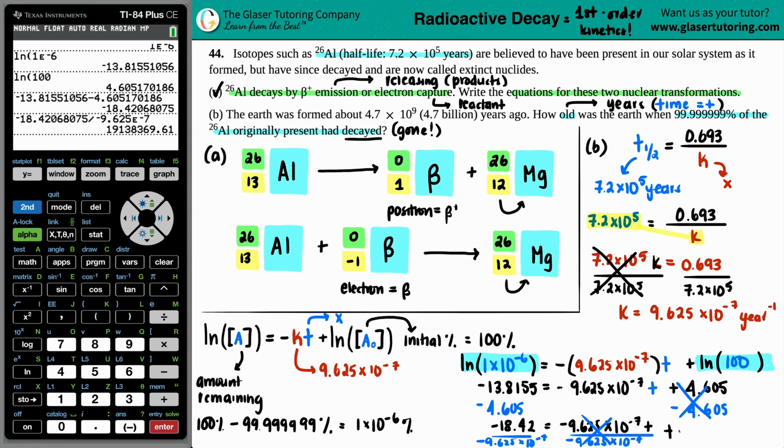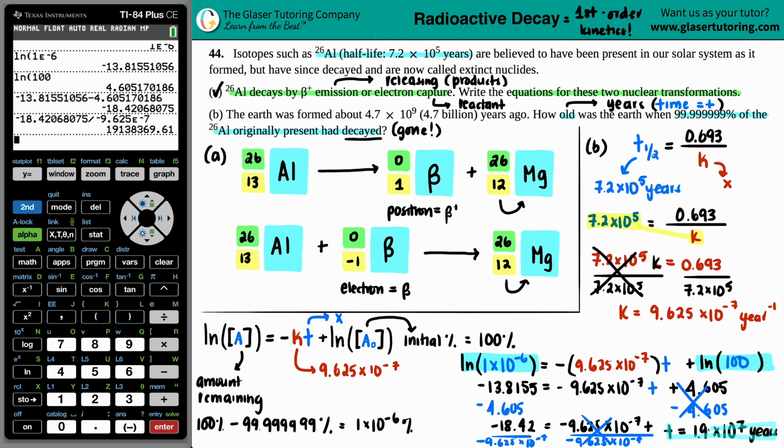Okay, there we go. So t equals 1.9. How many decimals is this? 1, 2, 3, 4, 5, 6, 7. So 1.9 times 10 to the 7th years.